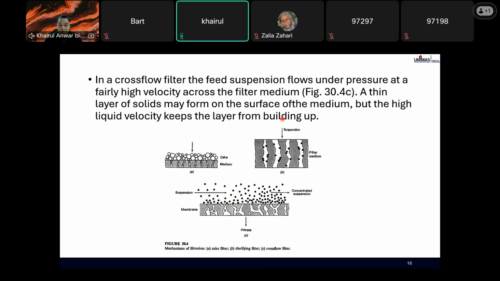So for the dead-end, close-end filtration like this, or clarifying filter, after some time there will be a cake. So this is the cake.